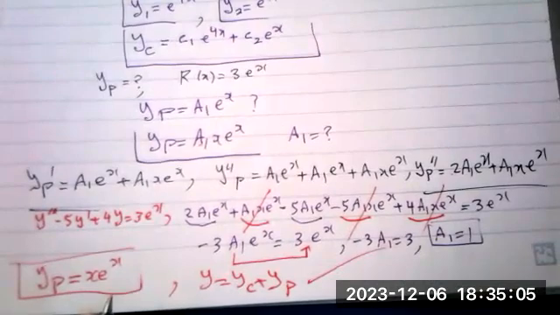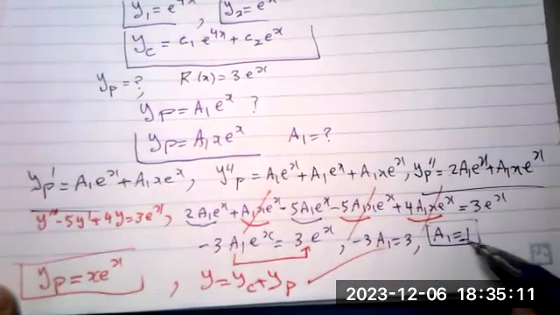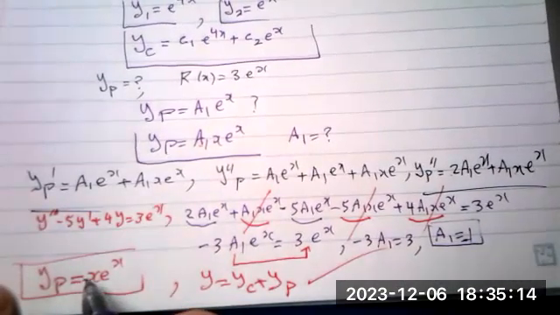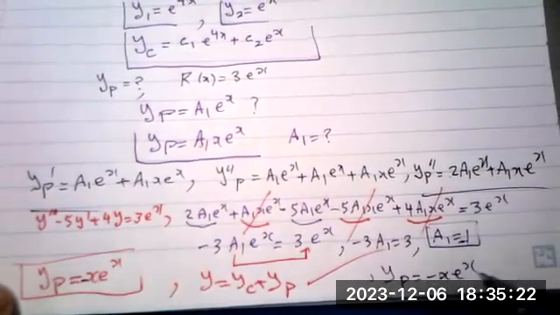Yes, it's good. Which one is negative? A1? Oh, okay, thank you. Negative 1. So negative 1, that must be negative x, okay? Yp is negative x e to the x.